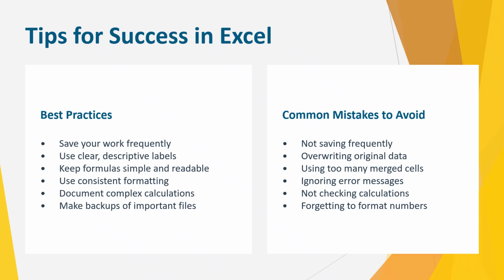So the common mistakes you need to avoid are not saving frequently and overwriting original data. Sometimes you will see a prompt that says overwrite or override. Please be careful, and that is why it's good to save at intervals. So maybe you work from 10 to 12, save it as that time. If you work further, save it again. So in case anything happens, you'll be able to refer back to the latest.